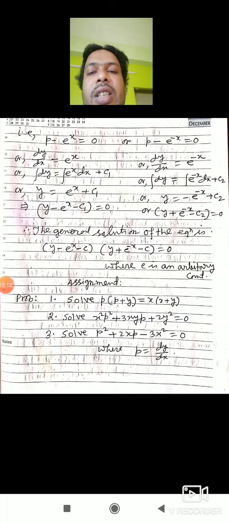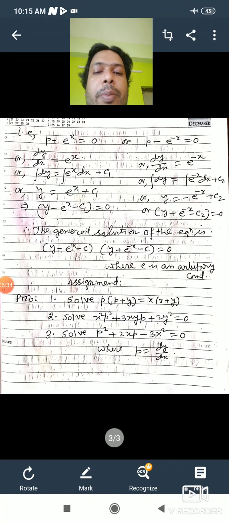Now some assignment. Problem number 1: solve p(p plus y) equal to x(x plus y). Problem number 2: x square p square plus 3xyp plus 2y square equal to 0. And problem number 3: p square plus 2xp minus 3x square equal to 0, where p equals dy/dx.